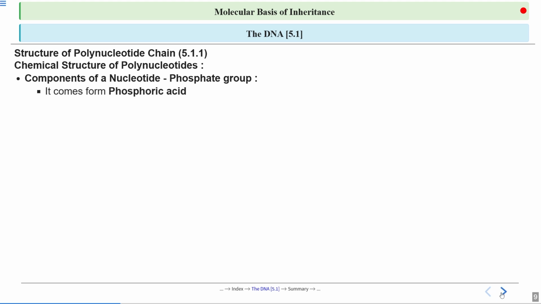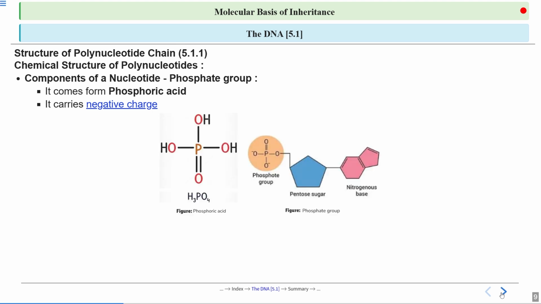So it comes from phosphoric acid, it carries negative charge, and see, this is the structure of phosphoric acid. This phosphate group comes from this phosphoric acid only, and we also always say that DNA is negatively charged because of this phosphate group. So this is the phosphoric acid through which this phosphate group has been derived, and it carries negative charge. So this is about the phosphate group, which is the third component of the nucleotide.